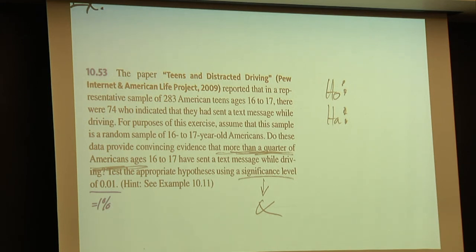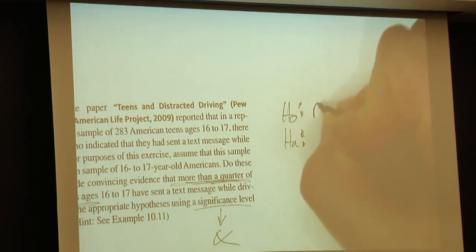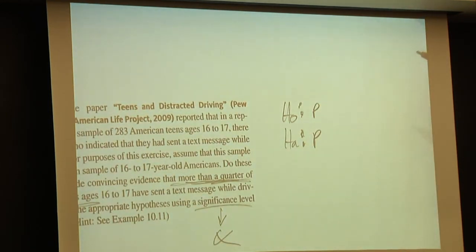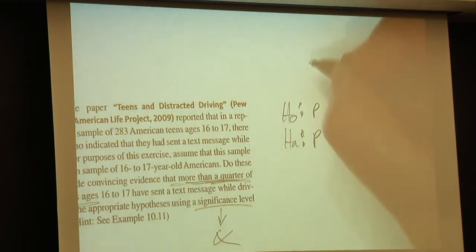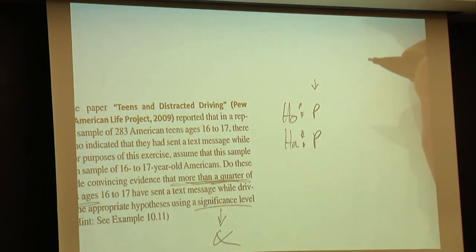So in this case, they want to know, is there convincing evidence that more than a quarter of Americans with this age sent a text? So when we write our H0 and HA, we know we're looking at a proportion. So these will both be P, not P hat, P, okay? These will either be P or they will both be mu if you're working with a mean. You can be asked which of these is the correct H0 and HA for this hypothesis test. That's a common multiple choice question. It could be really that simple and you just have to identify the right one.